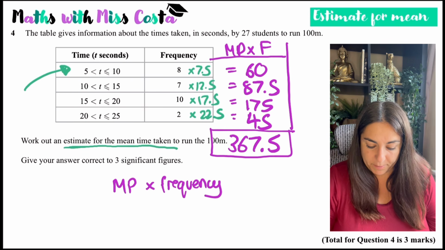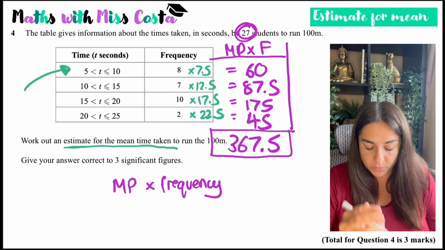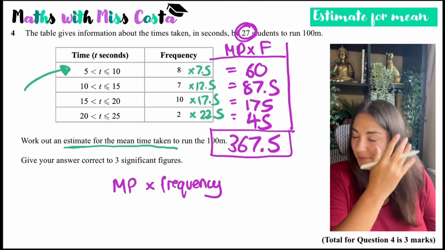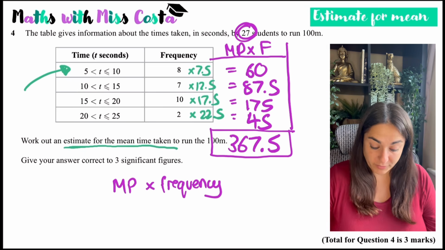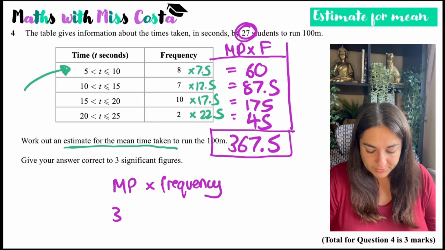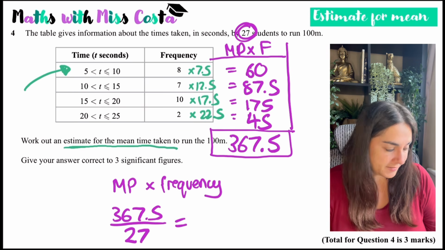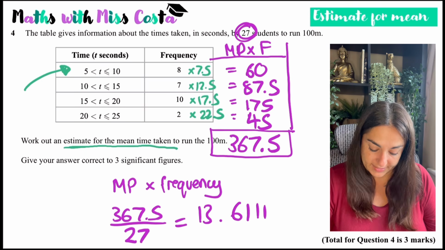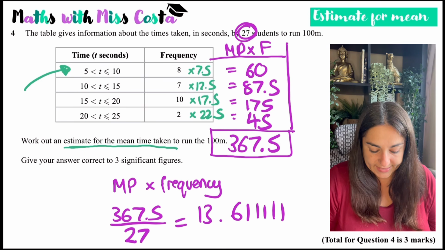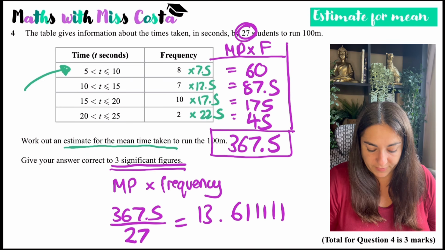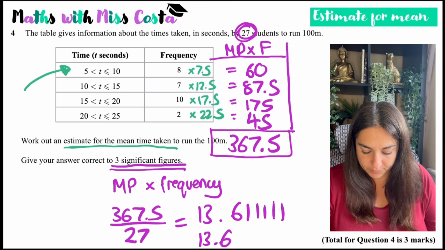And I'm going to divide that by the total frequency. Now, you can either add your frequency column up again, or you've already been told what your frequency is, which is 27. So I'd do 367.5 divided by 27, which gives me 13.611111. And it says give your answer correct to 3 significant figures. So I'm just going to do 13.6.